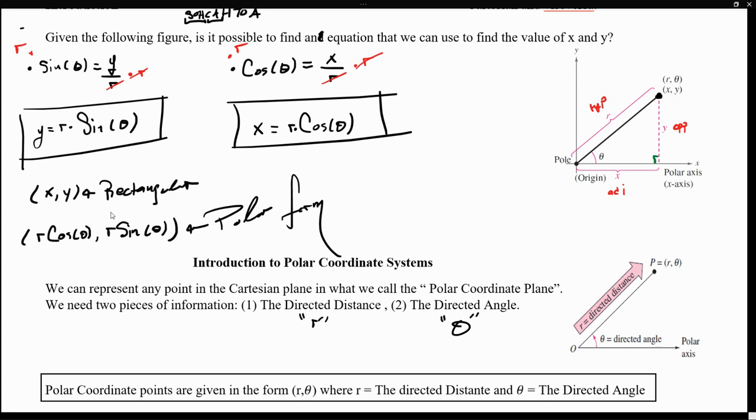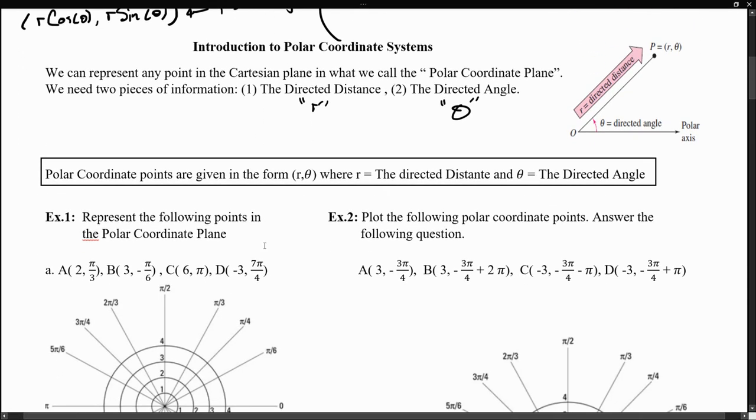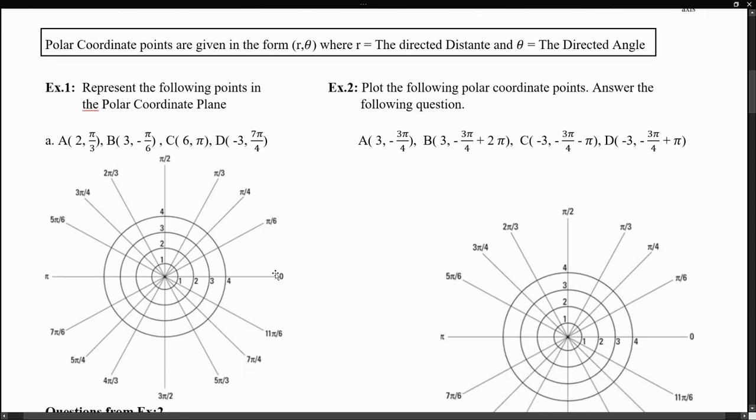So these are the two pieces of information that we need in order for us to define points in a polar coordinate system. Now, notice that this system is going to look a little bit different because now there is no x, there is no y. We want to come up with a system that only relates to distance and angle. And here is a small example of how our system is going to look. So this is what we're going to refer to as the polar coordinate system. Notice that it is composed of two values, r and theta, where r is the directed distance and theta is the directed angle.